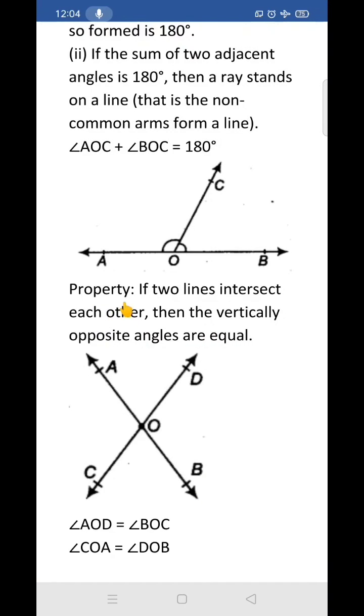So here we'll see the property now. If two lines intersect each other, then the vertically opposite angles are equal. Here you can see AB and CD are intersecting at a point O. According to this property, the vertically opposite angles are equal, right? So here there are two pairs of vertically opposite angles. Angle AOD and angle COB are one pair, and angle DOB and angle AOC are the other pair. These two pairs are each equal.